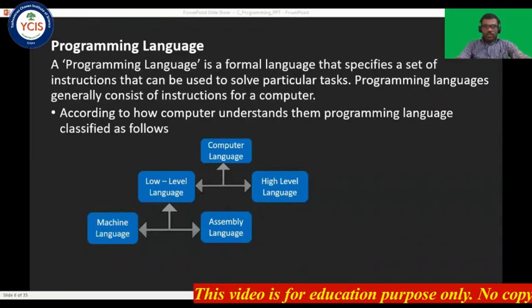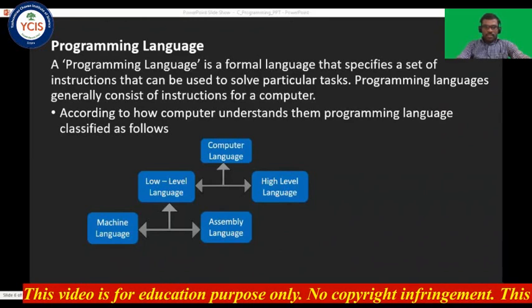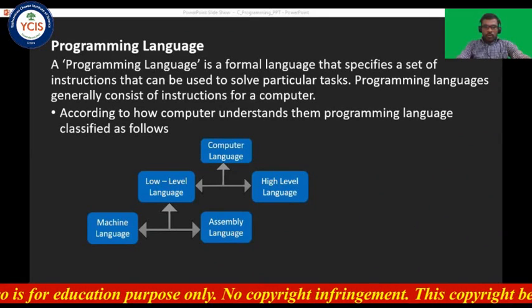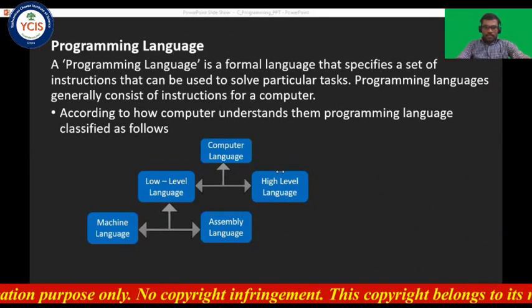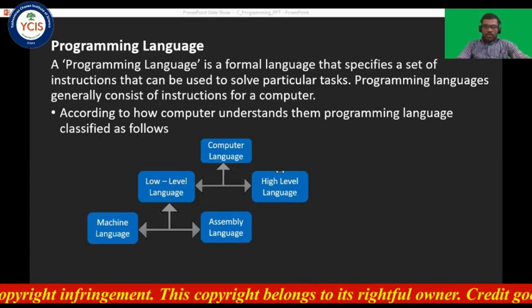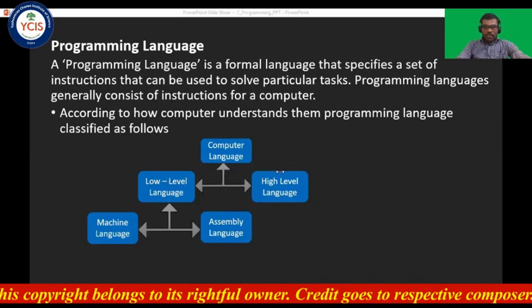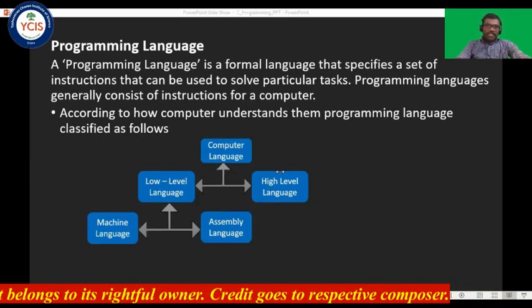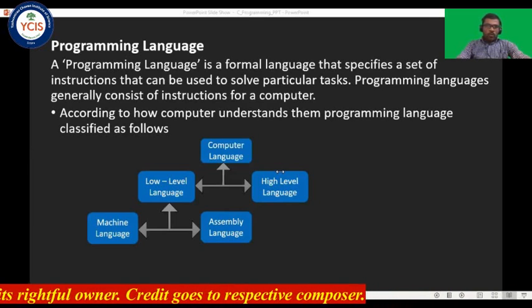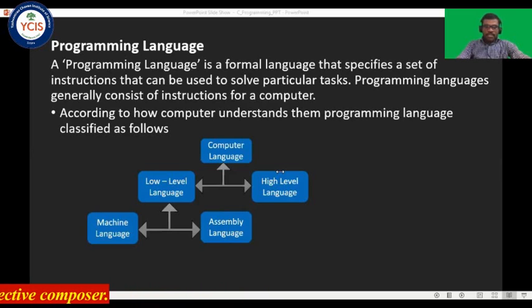We have seen what a programming language is. A programming language is nothing but a set of instructions for a computer to do some specific tasks. Now we will see the classification of computer languages on the basis of how the computer understands those languages. Programming languages are mainly classified into two groups: low level languages and high level languages. Low level languages are further classified as machine level languages and assembly level languages.